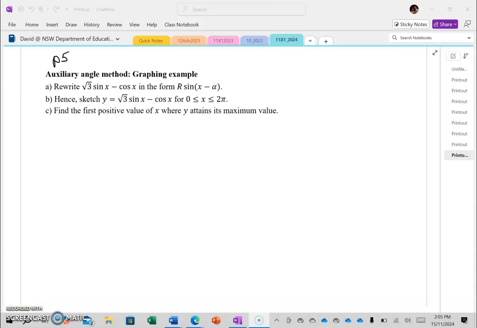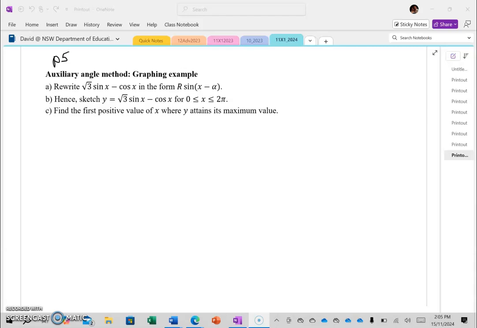Okay, on page 5 of the notes, we're going to have a look at an example where we use the auxiliary angle method to graph something. That's one of the uses of the auxiliary angle method. Solving equations and graphing are two main uses. Remember, the auxiliary angle method is used when we've got a sine added with a cos and they've got the same period.